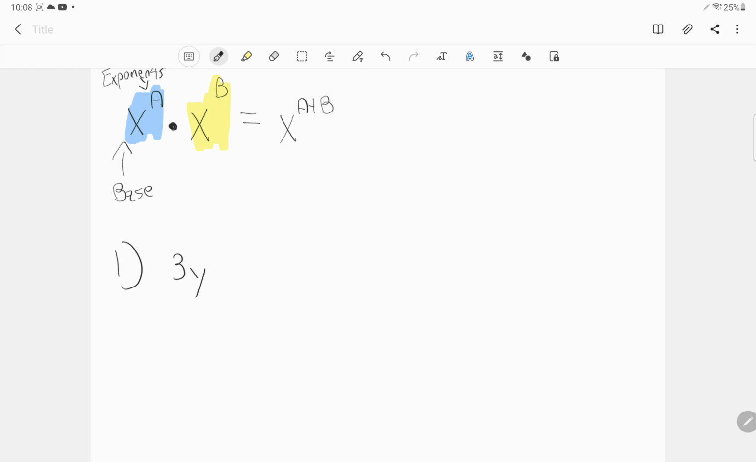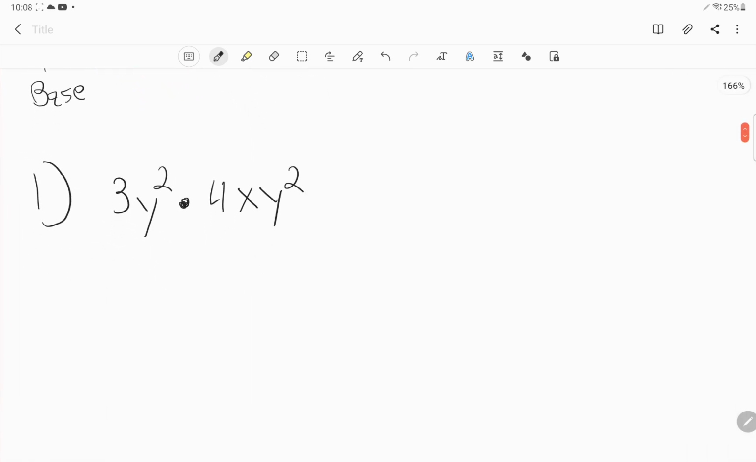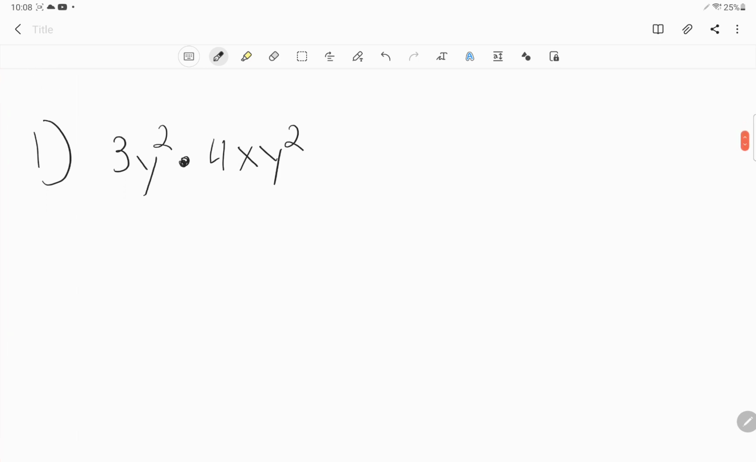So we have 3y, oh, this one has this, to the second power times 4x y to the second power. All right? The number one thing I want you to look at is that I have two different variables. I have my y variable and also I have my x variable. So whenever you work these problems, I want you to work every problem individually, or like every variable that we work on, we're gonna work it individually.